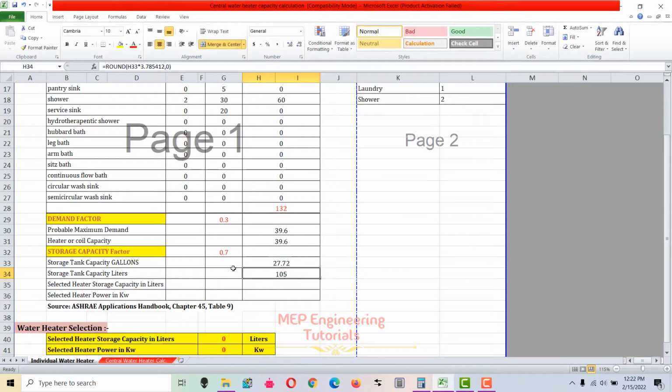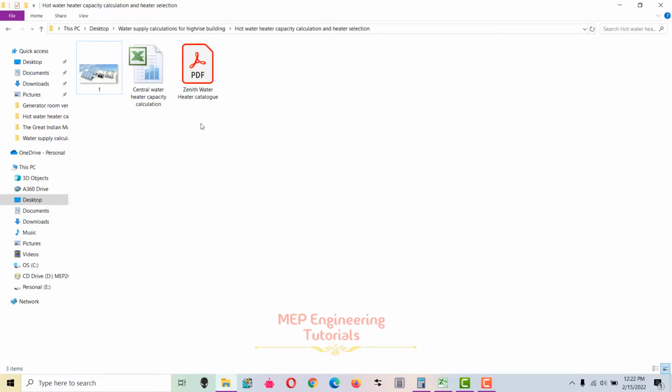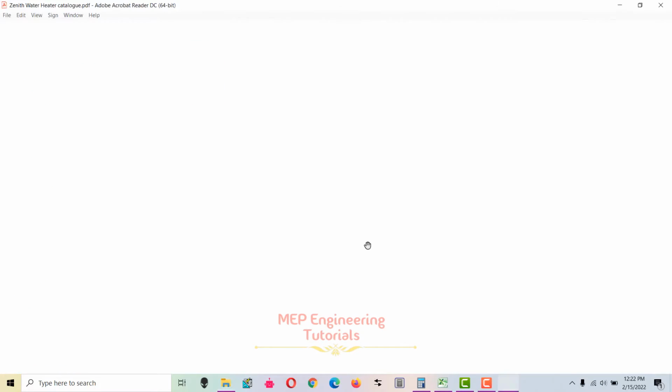So now we know the hot water heater storage tank capacity in liters, we can select the hot water heater from the supplier's catalog. You just have to go to the approved suppliers catalog. Let's say I have one here, that is the Zenith water heater catalog. Let's say this is the approved supplier catalog which I have here, so I will select from this one.